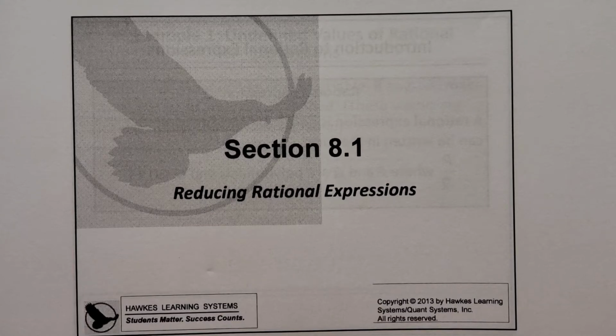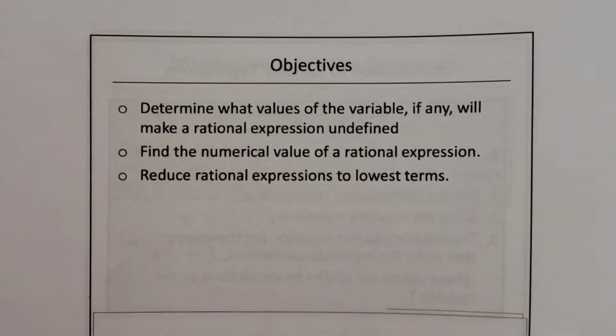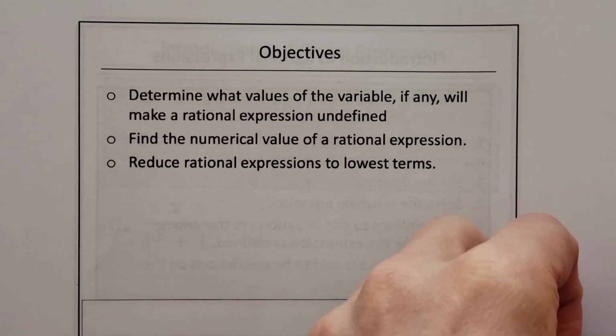We're in Chapter 8, Section 1. In this section, we will be reducing rational expressions. Our objectives are to determine what values of the variable, if any, will make a rational expression undefined, find the numerical value of a rational expression, and we're going to reduce rational expressions to the lowest terms.